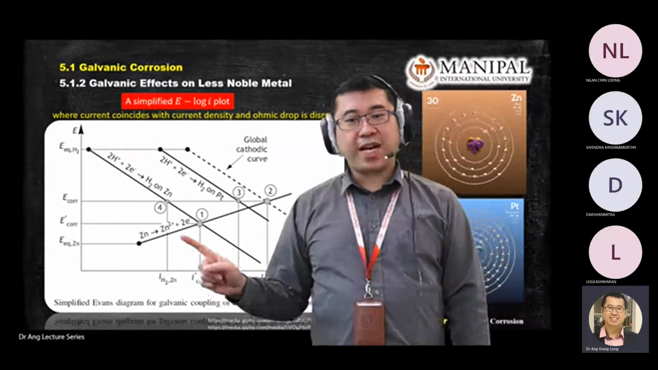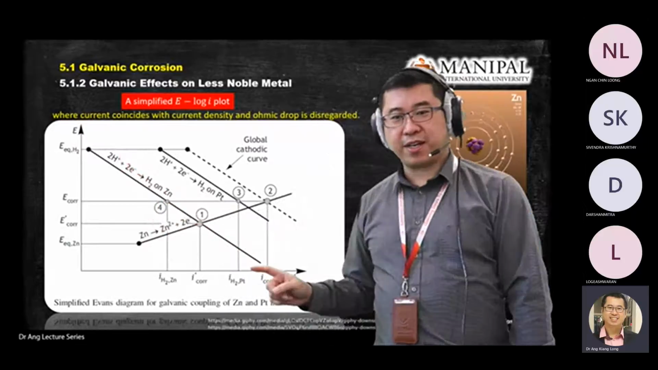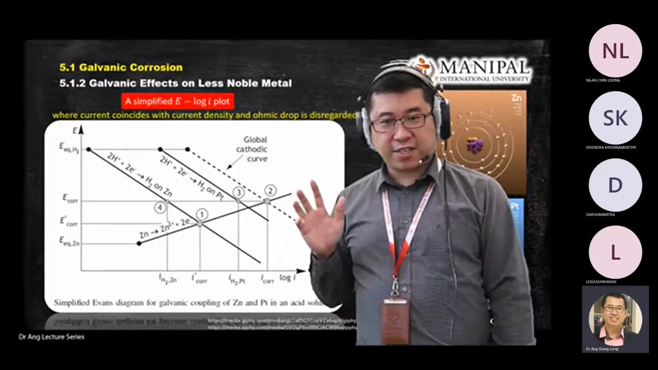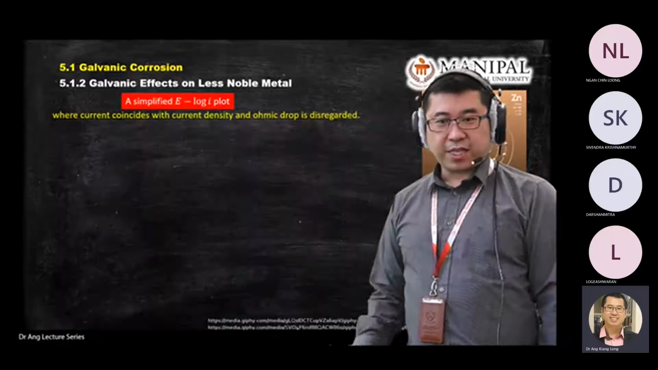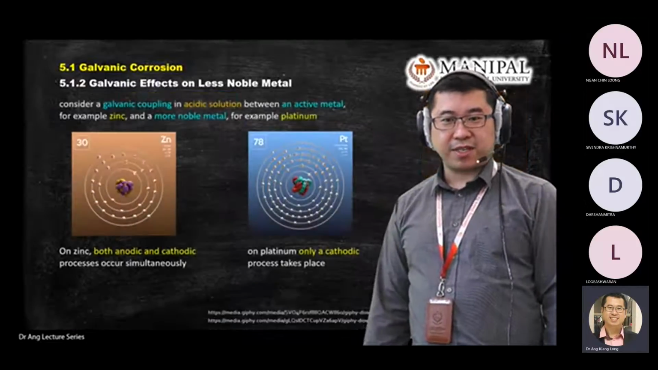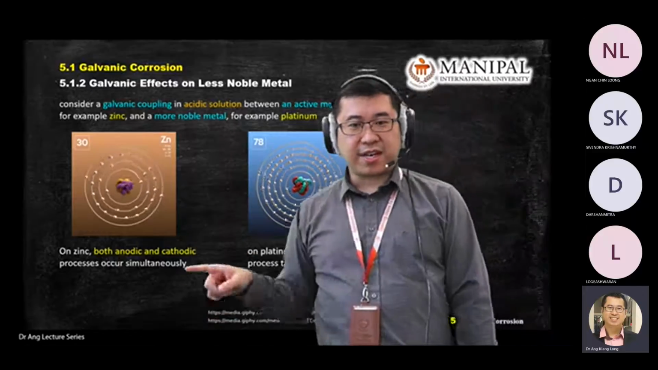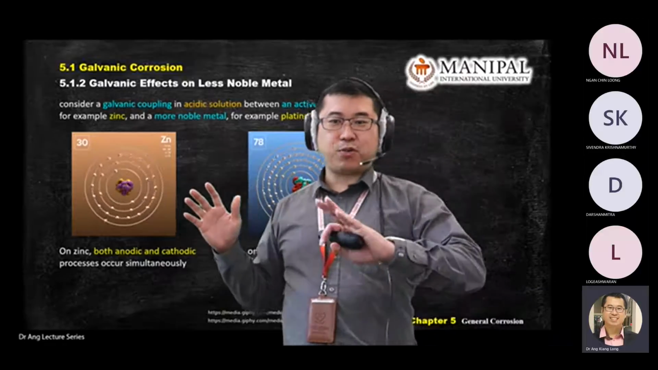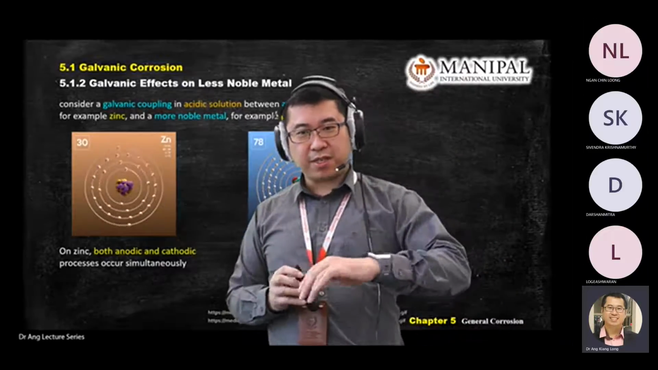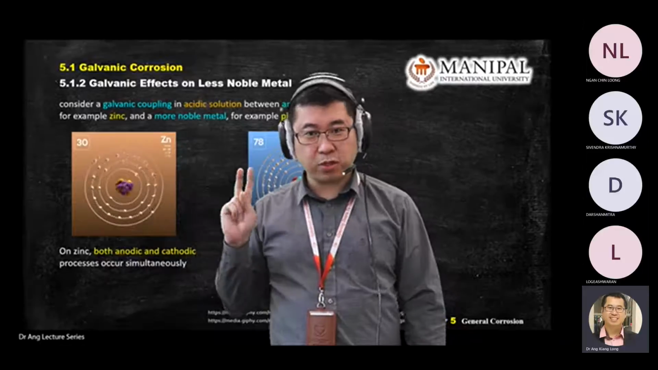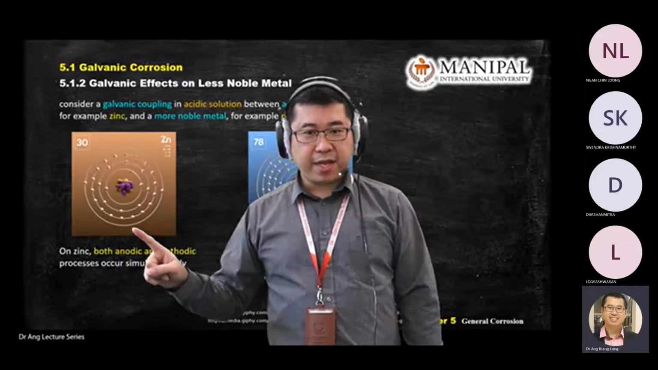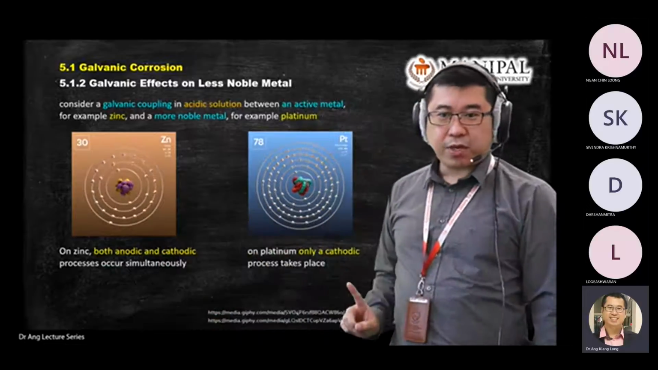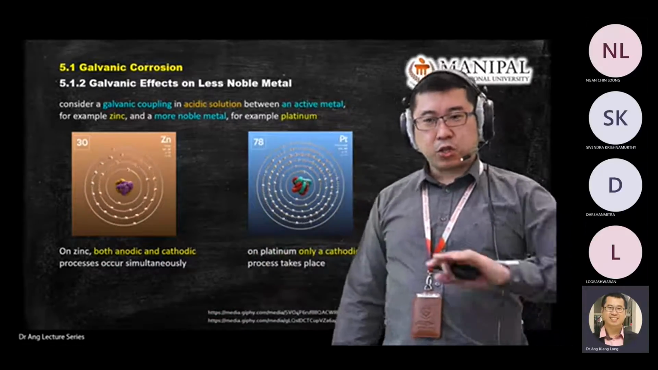Why is there one more line for the zinc? Because in this chart, we state that one thing happened to the zinc. In the question, sometimes it is mentioned what happened to the lower nobility one. In this case, we mentioned zinc has two processes, anodic and cathodic. And the platinum only has the cathodic process.